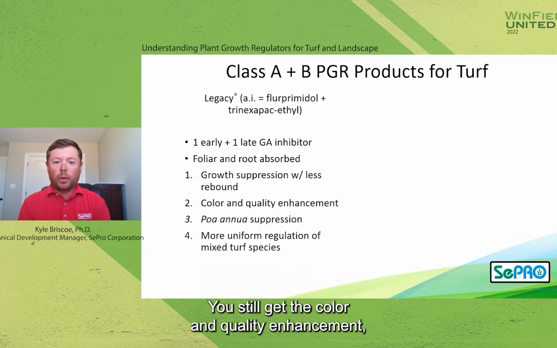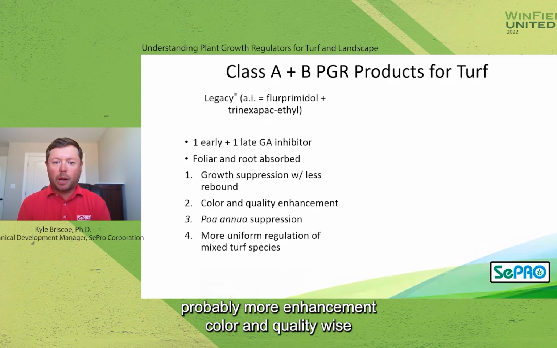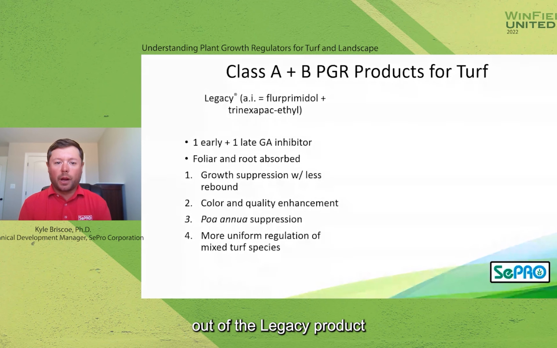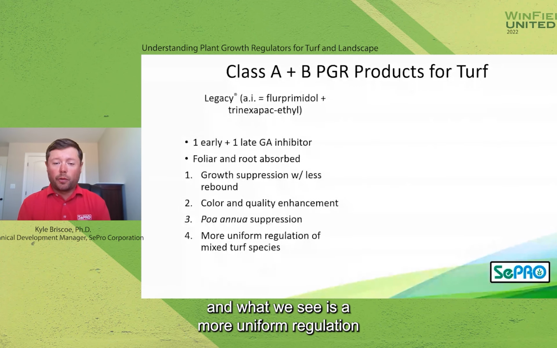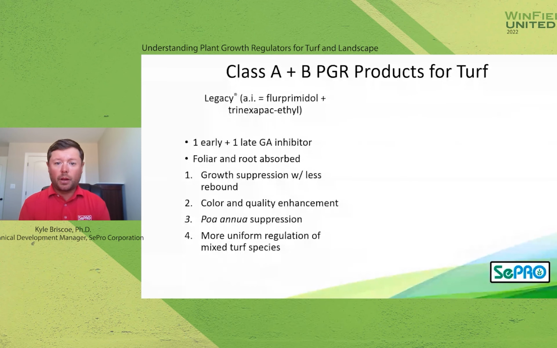You still get the color and quality enhancement, probably more enhancement color and quality wise out of the legacy product than either a class A or class B alone. You do get the poa-annua suppression because you have the cutlass in there. And what we see is a more uniform regulation of mixed turf species.